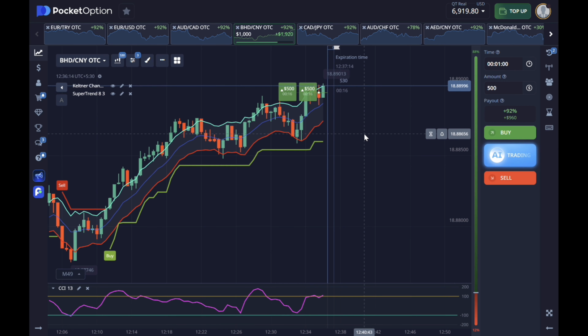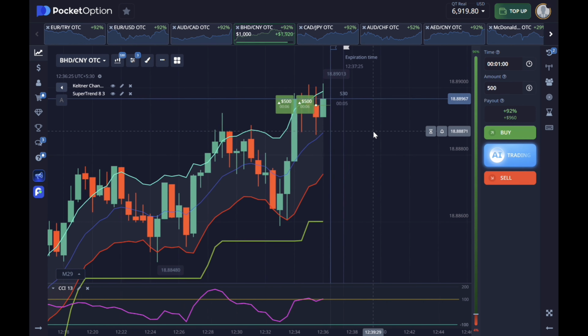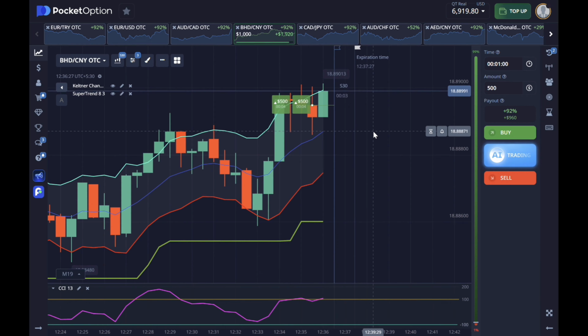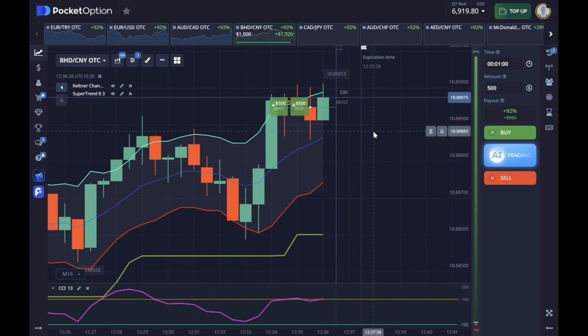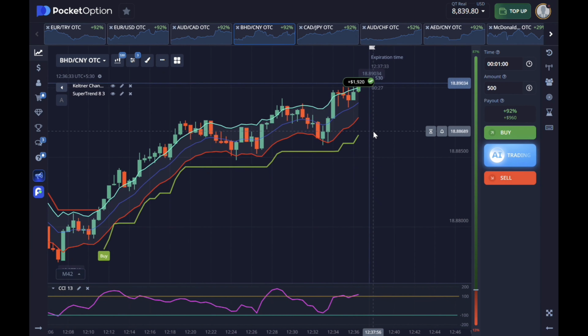Alright, and third, here the CCI gave me clear momentum confirmation. The CCI was coming up from the oversold zone, indicating strong buying pressure. The SuperTrend was already green, so the trend was also up. Since both confirmations matched, the buy trade here was safe. Okay, our trade has won here and we have booked a profit of $1,920.